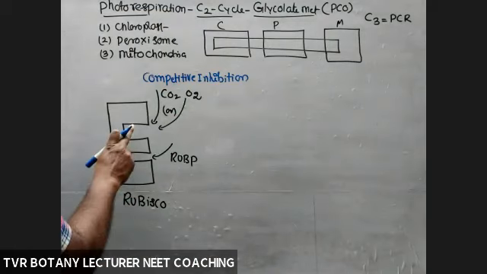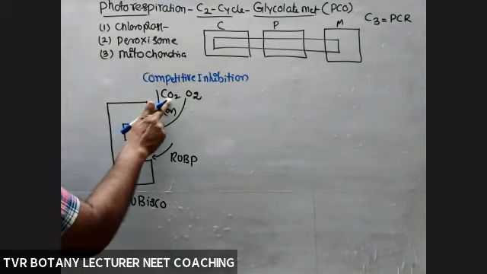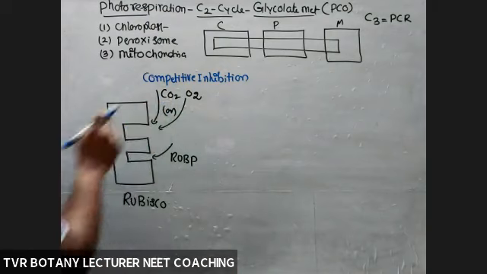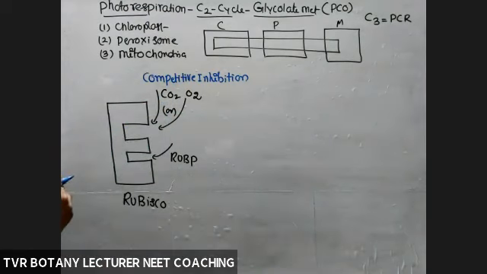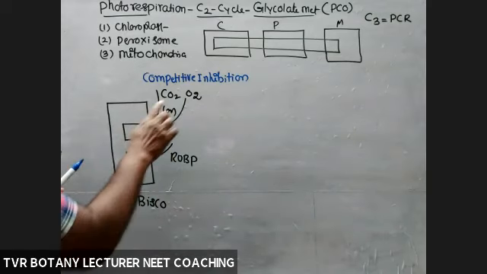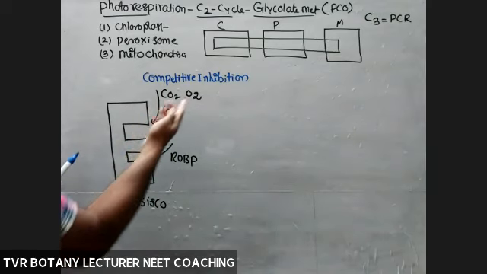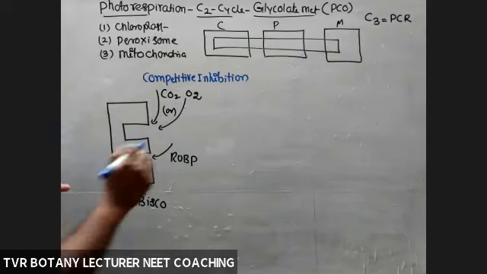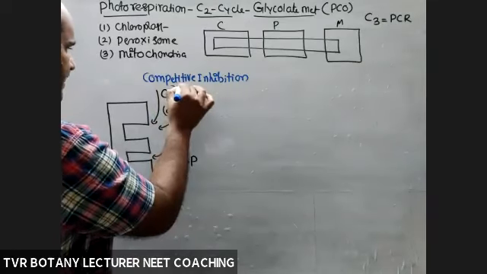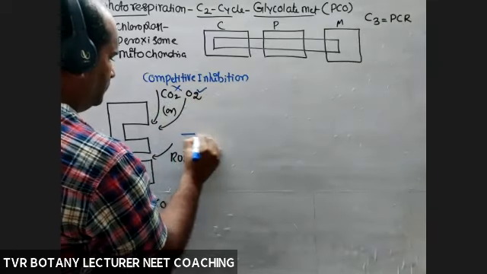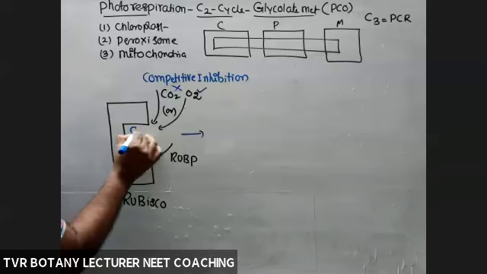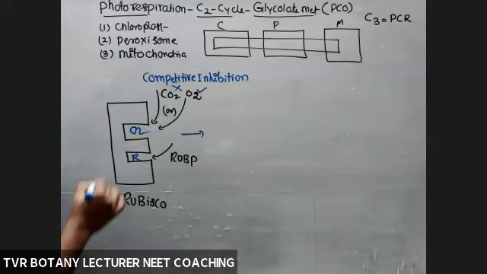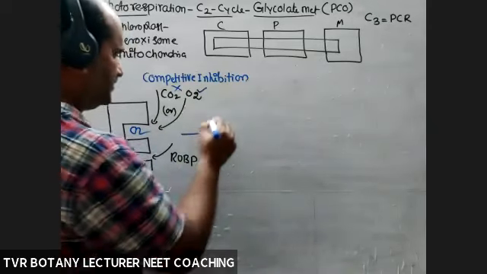Generally, Rubisco gives preference to CO2 only. Next, preference to O2: in this case, instead of CO2, O2 is bound. The reason is that the concentration of O2 is too high, for example. So CO2 is not accepted, and O2 is accepted. So O2 is bound here and RuBP here. What are the products?